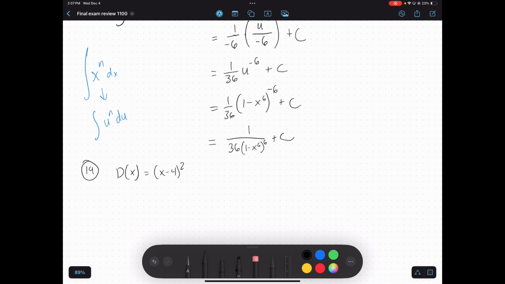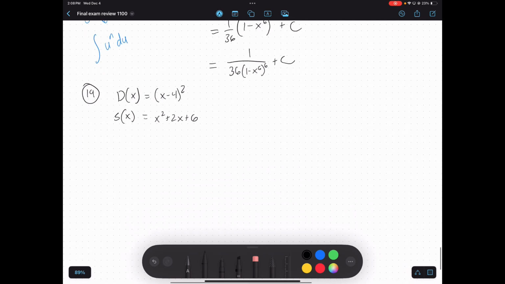X minus 4 squared. It gives me a supply function of x squared plus 2x plus 6. And then it asks me three things. If you remember, these consumer and producer surplus problems were all the exact same. Find the equilibrium point, calculate the consumer surplus at the equilibrium point, and calculate the producer surplus at the equilibrium point. How do I find the equilibrium point?